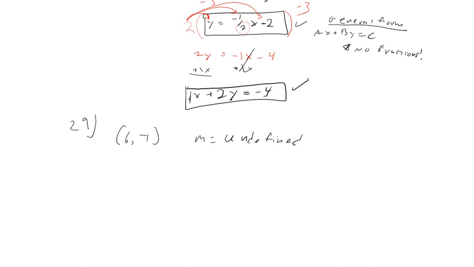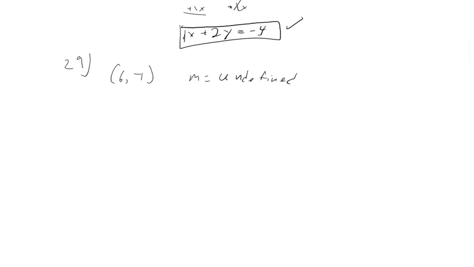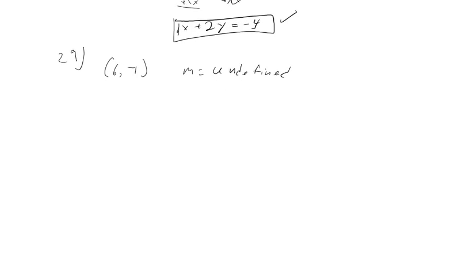Slope is undefined. Someone tell me what kind of line this slope means. Someone tell me what kind of line, what equation. Remember, there were 5 equations of a line. Which equation had an undefined slope?